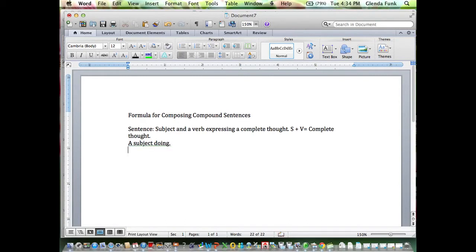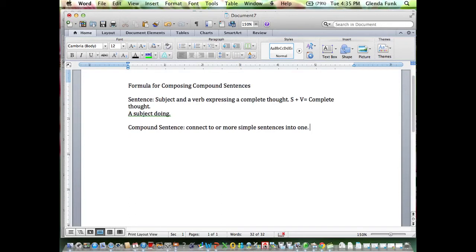Then I give students a definition of a compound sentence. A compound sentence is when we connect two or more simple sentences into one. We want this to be grammatically correct, and sometimes that's where we end up having a problem, especially when it comes to the punctuation.